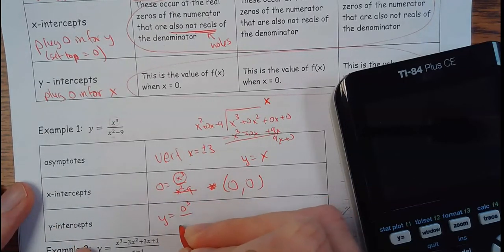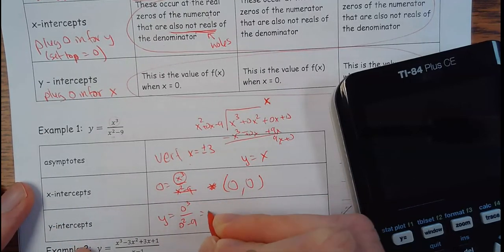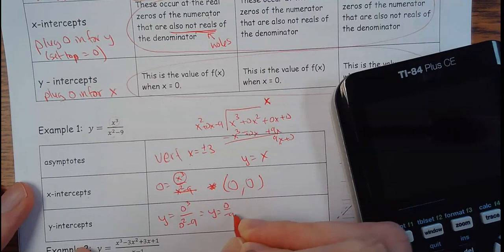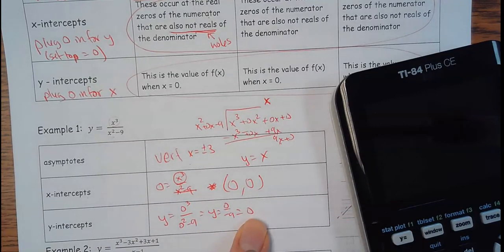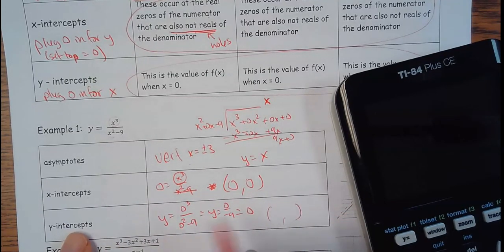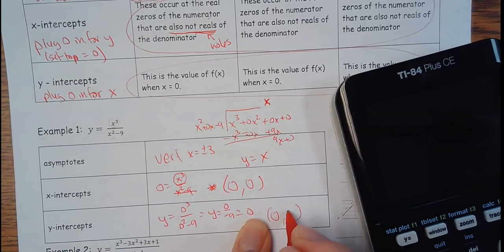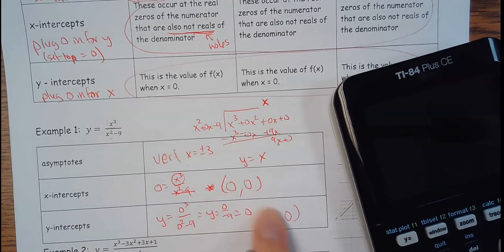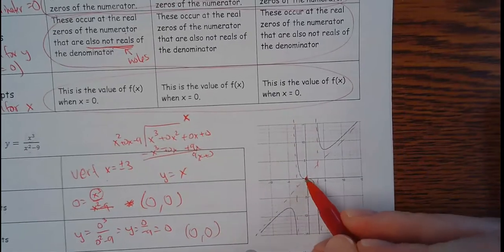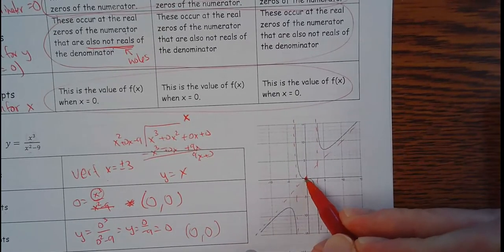y equals 0 cubed over 0 squared minus 9. That's 0 over negative 9, which is 0. So if it's on the y-axis, it has a 0 x value. The y value is also 0. Kind of makes sense. Look over here, it goes through the origin. That's the only place it crosses the x-axis or the y-axis.